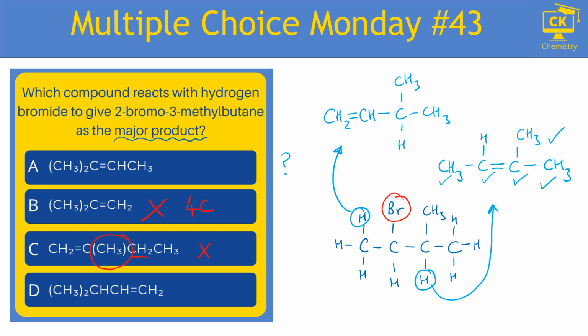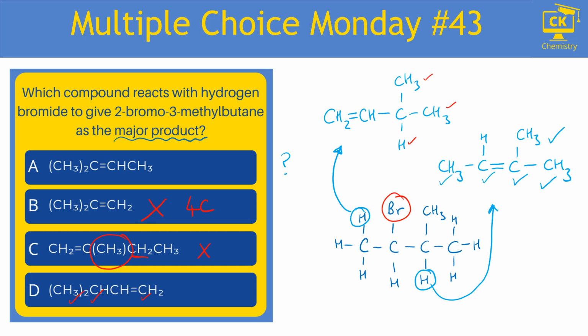Let's look at D. I've got my 2 methyl groups, correct, with a CH, so that is that and that and that, and a CH, CH2. So okay, it's down to A and D. So we're now thinking, how do I work it out?